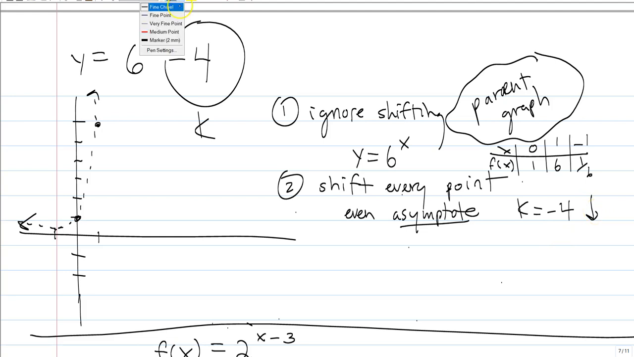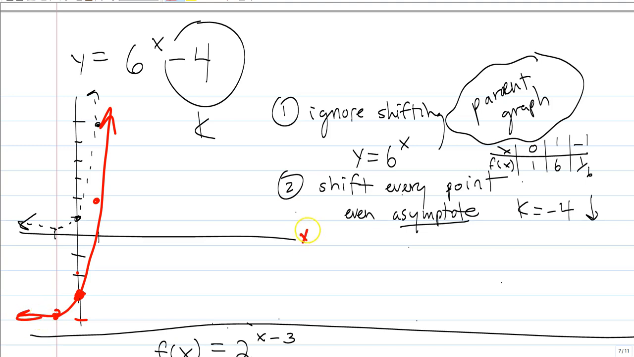So I take each of these points and they go down 1, 2, 3, 4. 1, 2, 3, 4. And this one even goes down 1, 2, 3, 4. Be careful. How low does this graph go? Because if you dip it below this, you actually lose points. That's not correct. Because what you have to remember is that the asymptote also shifts. See, the asymptote was at y equals 0, and that also got shifted down 4. So this horizontal line gets shifted down 1, 2, 3, 4.